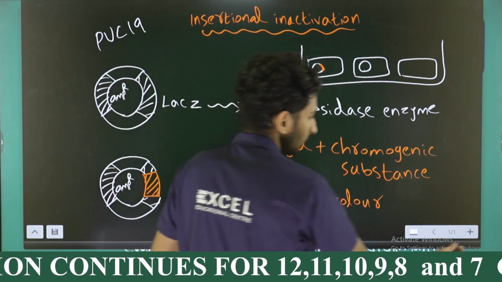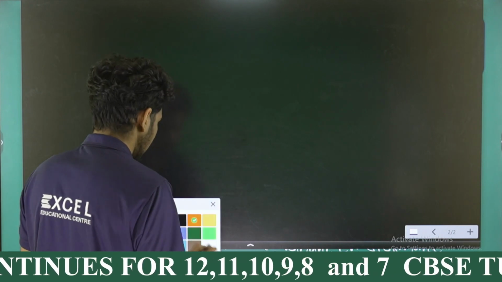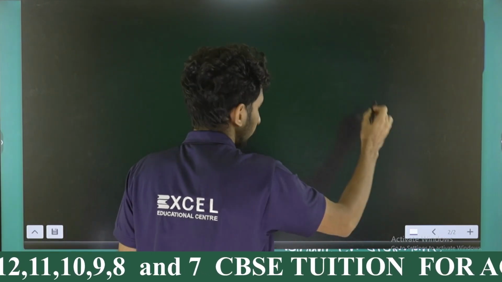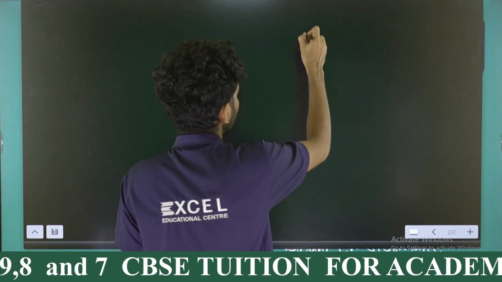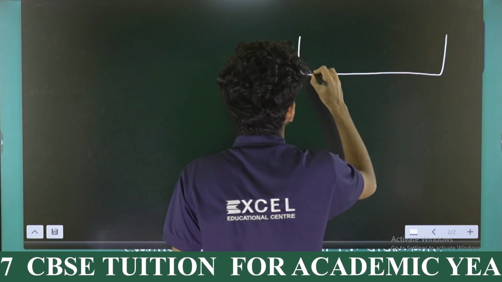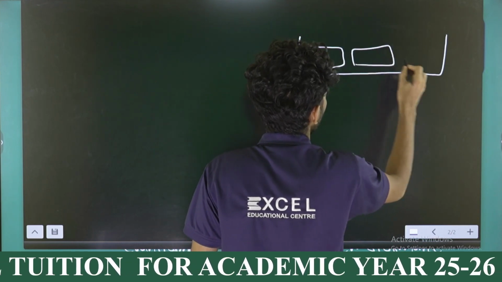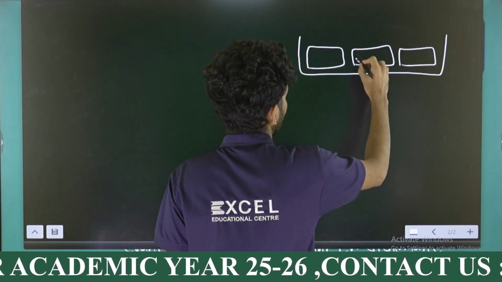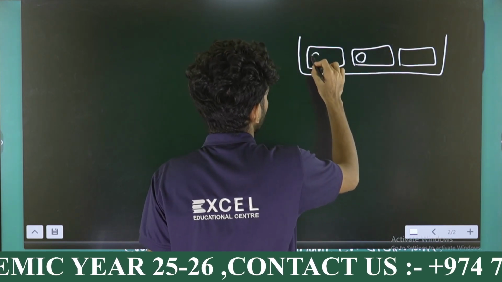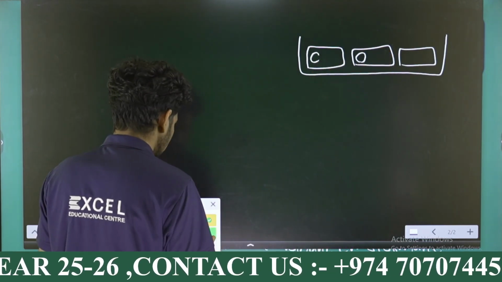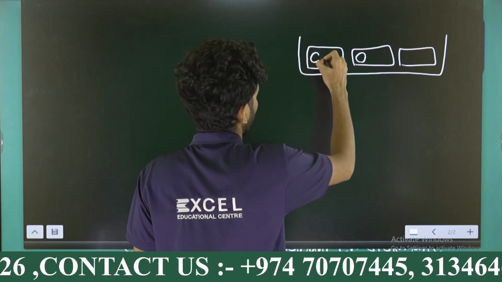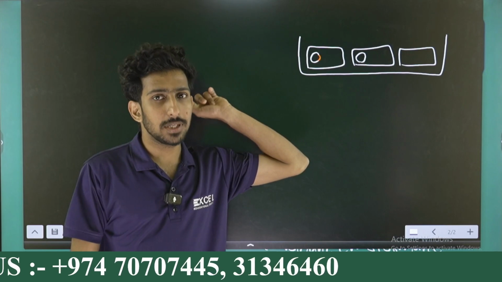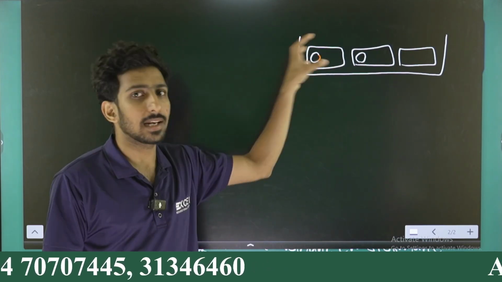Okay, so once again we have the culture medium. We have three types of bacteria. One is non-transformant, another one is non-recombinant transformant, third one is recombinant transformant. The plasmid we used is pUC19. It has an ampicillin resistance gene and the lacZ gene.